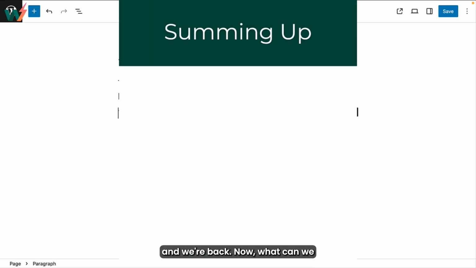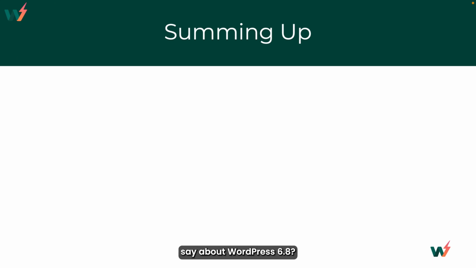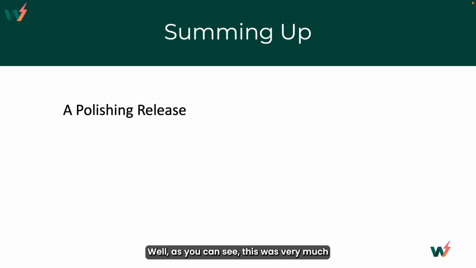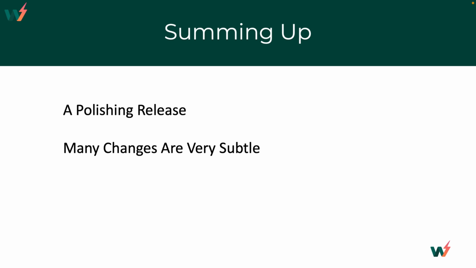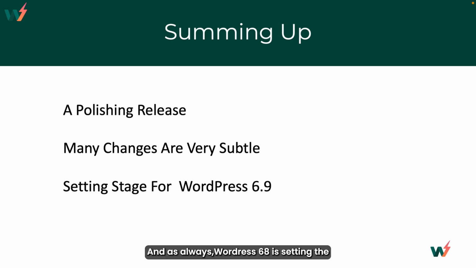And we're back. Now, what can we say about WordPress 6.8? Well, as you can see, this was very much a polishing release. Not a lot of new features, but certainly a lot of things going on under the hood that will make future versions of WordPress better for everyone. Many of the changes we saw were very subtle. Even if you are a power user, you may miss some of these. And as always, WordPress 6.8 is setting the stage for WordPress 6.9, which we are likely to see now in 2026.